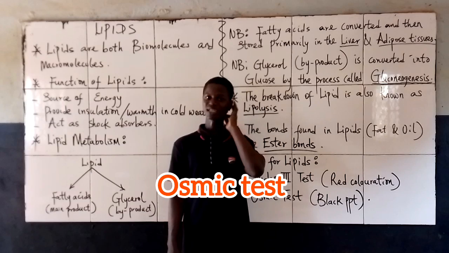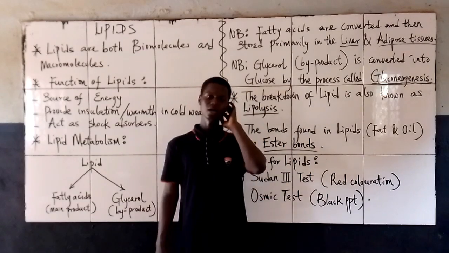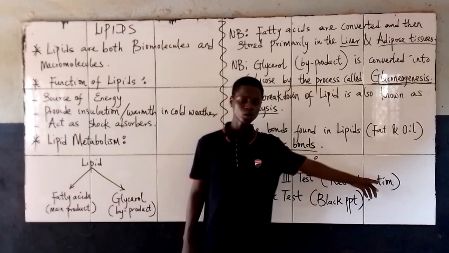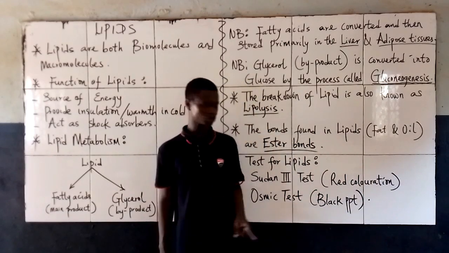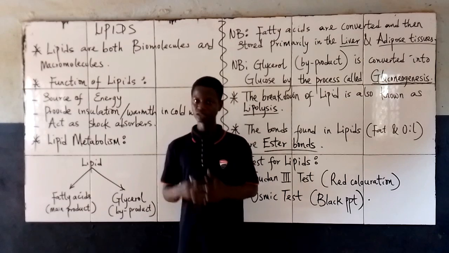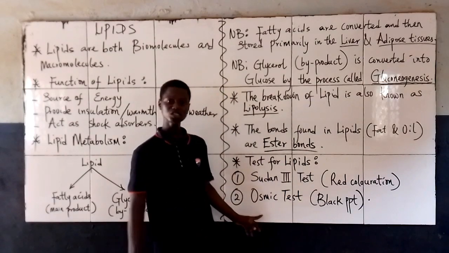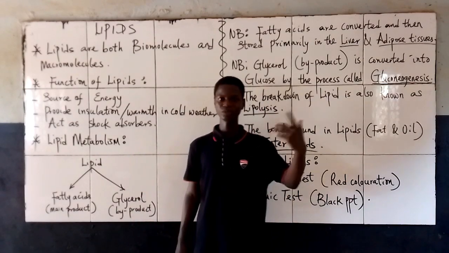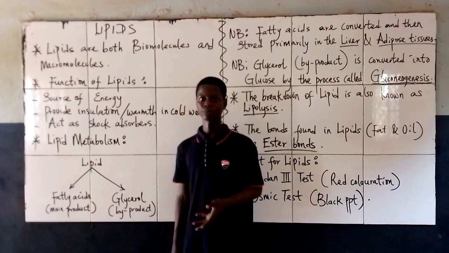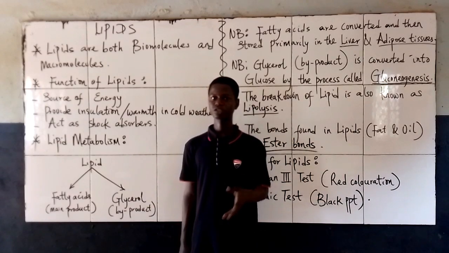Now how do you know that this substance contains lipid after you carry out a Sudan 3 test? If a red coloration results, it's a confirmation to the fact that such a food sample contains what? Lipid materials. Now for the osmic test, if a black precipitate is formed, it's a confirmation to the fact that such a food sample contains what? Lipid substances.